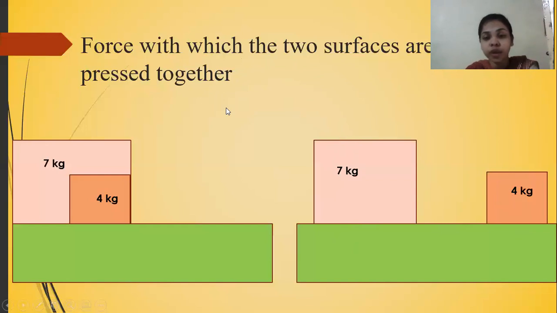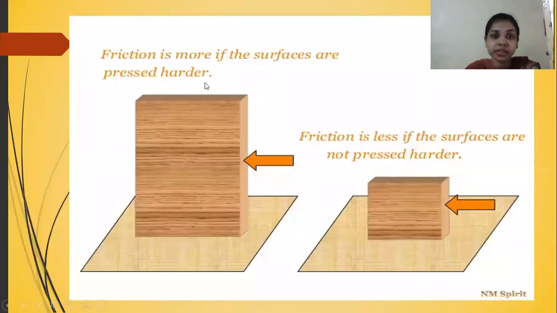Means there are two factors. One is the nature of the surface and another is how the surfaces are pressed together. Right? Means we can say that friction is more if the surfaces are pressed harder, and the friction is less if the surfaces are not pressed harder.